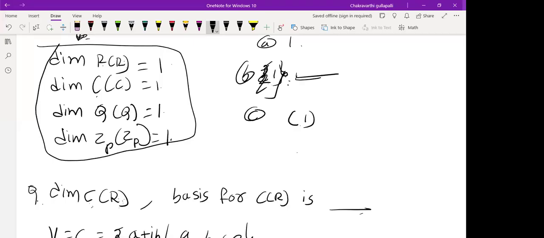Somebody may say, Madam, what is the dimension of R over C? Can any one of you tell me what is the dimension of R over C? It does not exist. It is not a vector space at all. R is not a subset of C. If it is a vector space only, we can talk about dimension. Not a vector space, so this concept is not applicable at all.